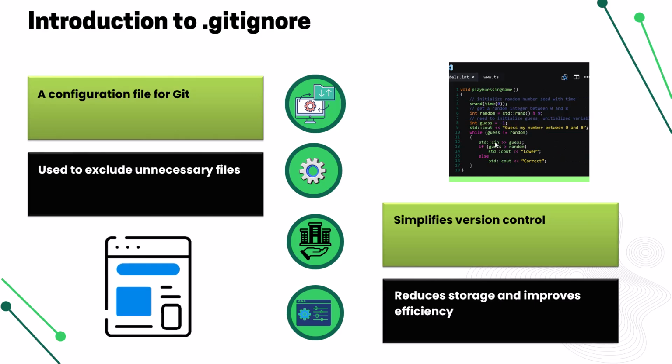Meet Gitignore, your best friend for managing Git repositories. It tells Git which files to ignore, preventing junk from sneaking into version control. Whether it's logs, temporary files, or retry leftovers, Gitignore keeps your repo streamlined. Think of it as a bouncer for your project, only letting in files that truly belong.